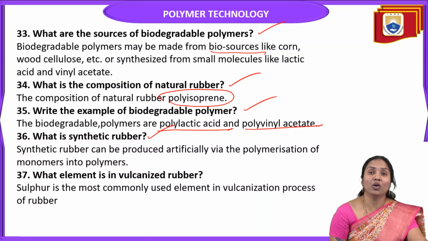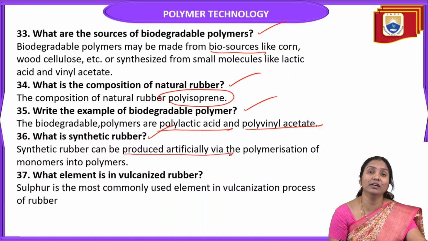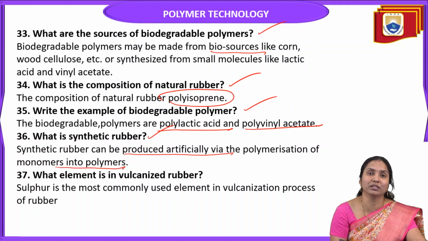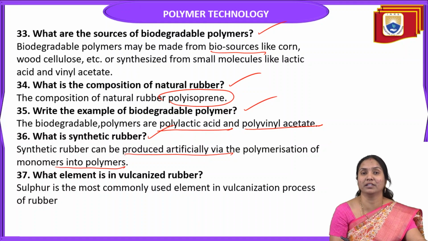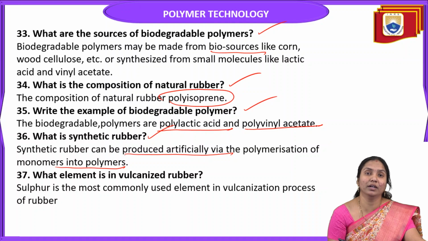And next question is, what is synthetic rubber? So synthetic rubber can be produced artificially via the polymerization of monomers into polymers. Synthetic rubbers are generally prepared in the laboratories. The best examples of synthetic rubbers are butyl rubber and thiokol rubber. So they are prepared artificially, that means externally, via the polymerization of monomers into polymers.